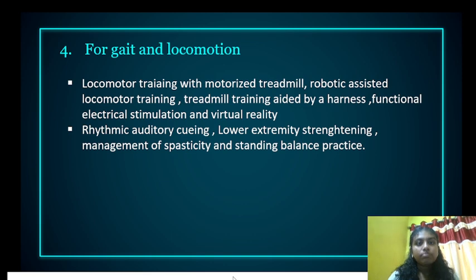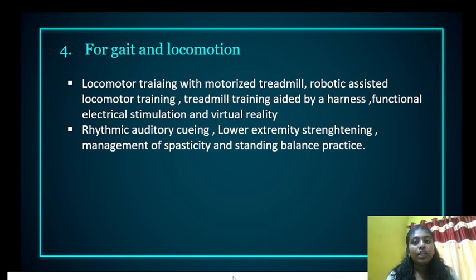So for gait and locomotion, we can use treadmills, that is, robotized treadmills, or treadmills wherein the person is attached with a harness above, so that they will not fall, and there will also be support present.